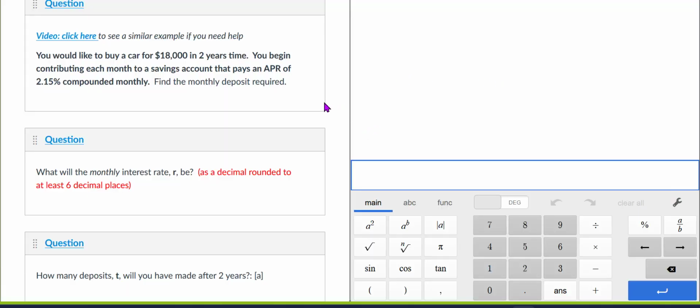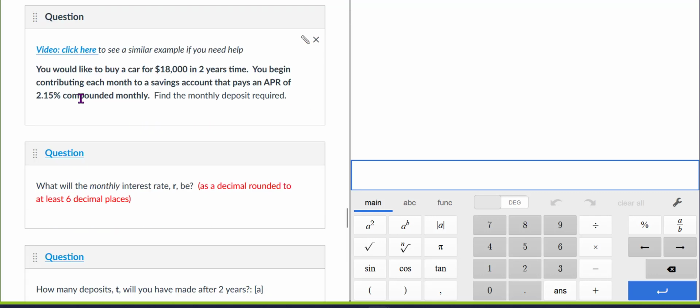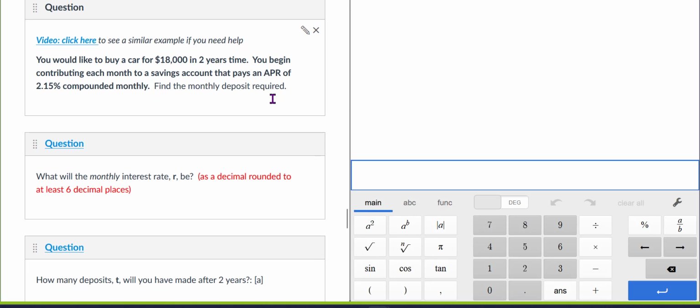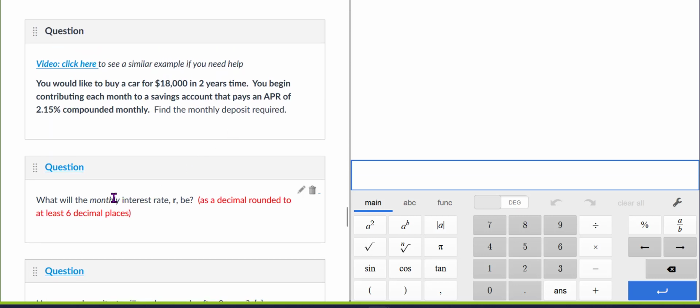Okay, so we want to buy a car for $18,000 in 2 years' time, and we'll contribute money each month to a savings account that pays an APR of this amount compounded monthly. Find the monthly deposit required. So first of all, we've got to figure out the monthly interest rate R.